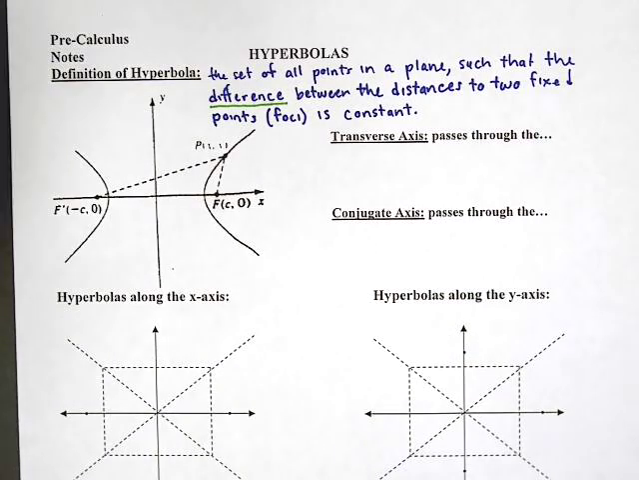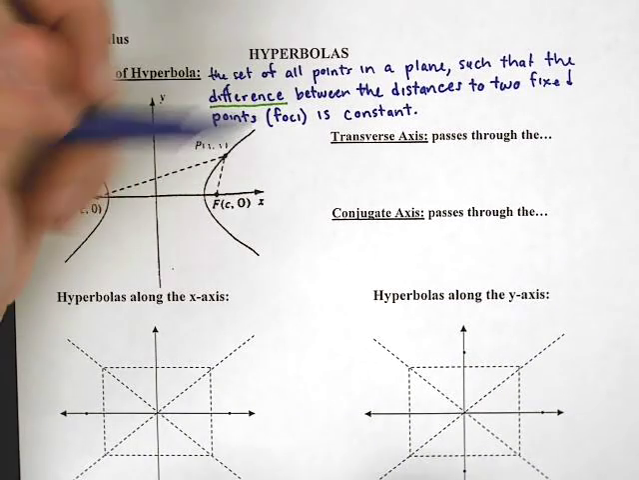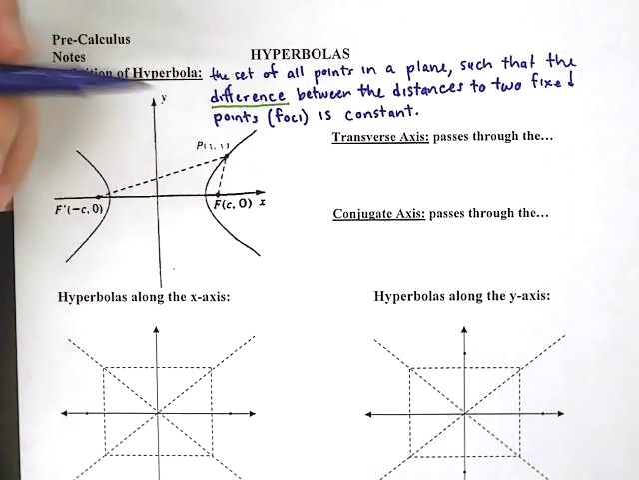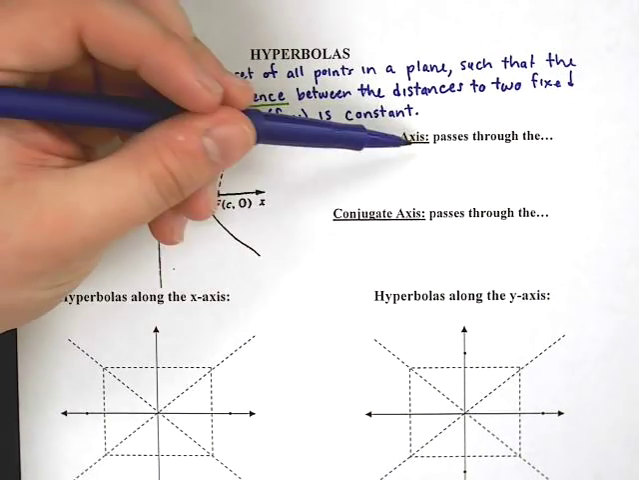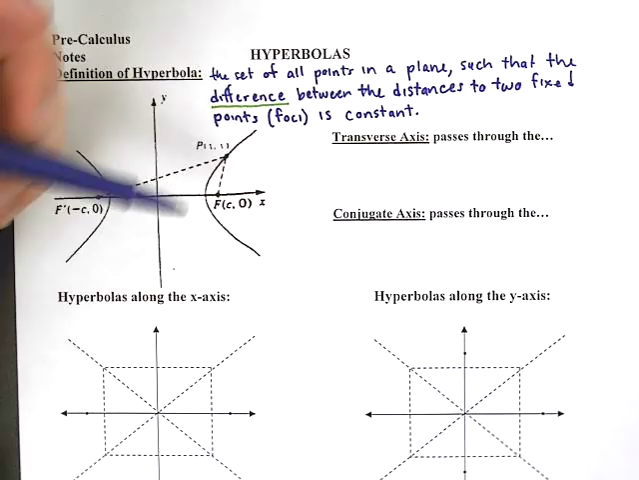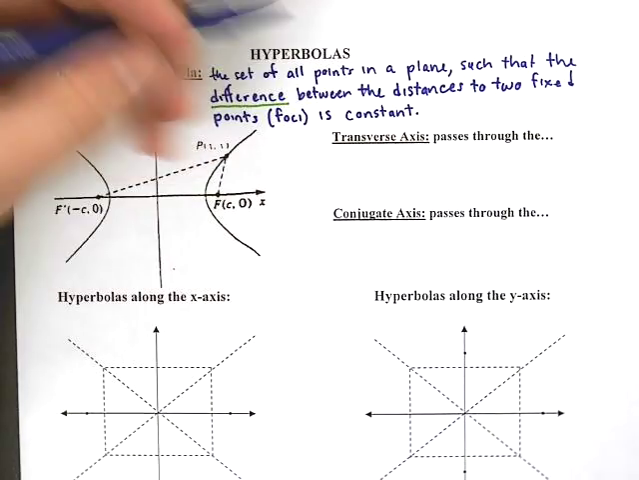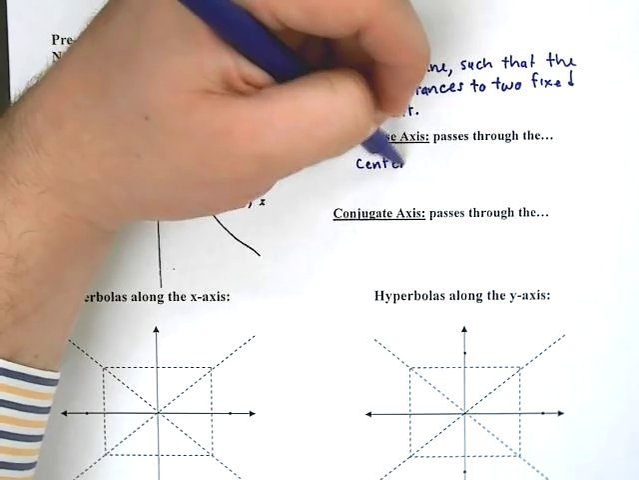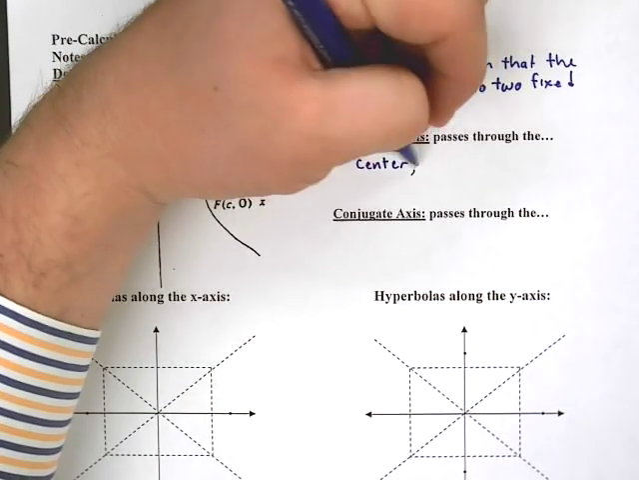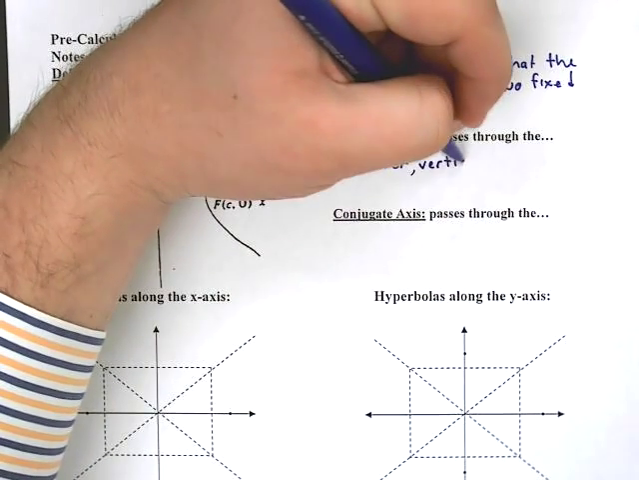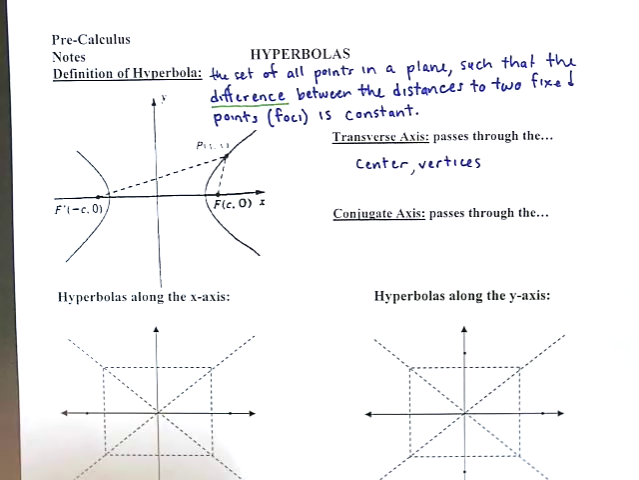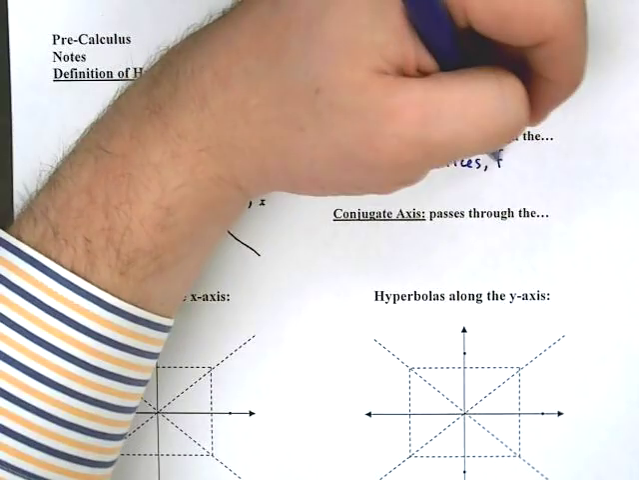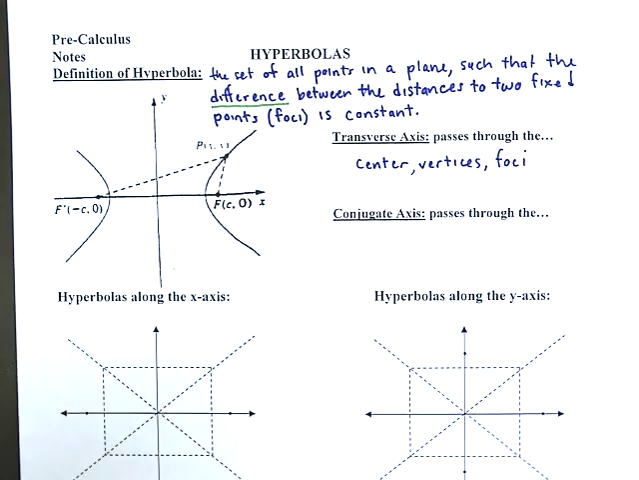We need to understand now that we're not really going to be using major and minor axes anymore. We call them the transverse axis and the conjugate axis. Now the transverse axis is where everything's at. The center goes through the transverse axis, and the vertices of the hyperbola go through the transverse axis, and the foci are located on the transverse axis.